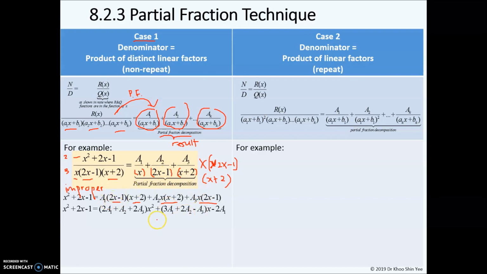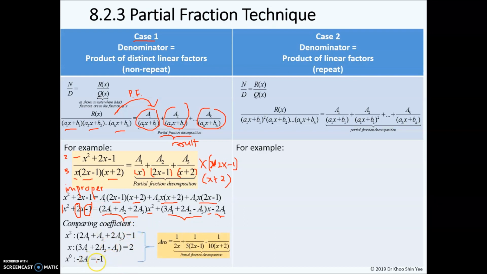So you collect the terms for x squared, x, and the constant, and then you can compare both sides. For x squared, this term is equal to 1 here. Second term here is equal to 2. And lastly, negative 2a1 is equal to negative 1. So we can compare it, and then from here you can solve it.